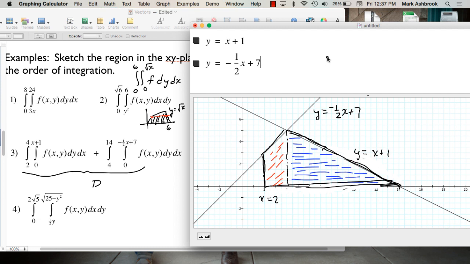Type 2. Oftentimes you'll have to split it up in one type, and then when you twist it to the other type, you can write it as one double integral. Is that the case here? No. Sarah, is there a question?